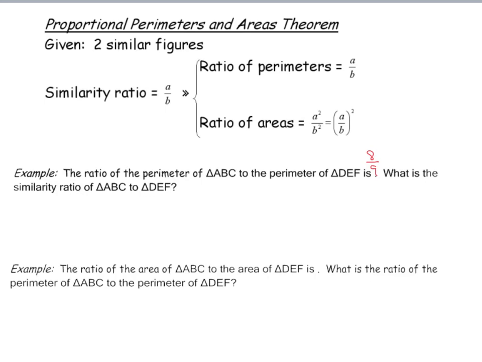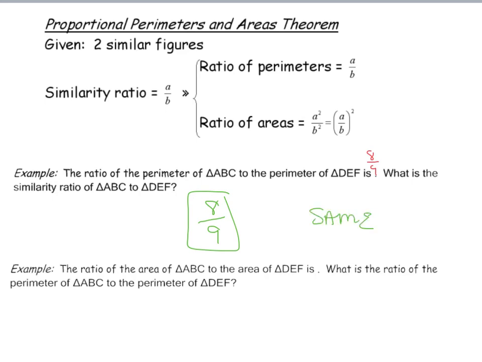What is the similarity ratio? Well, we know the perimeter ratio and the similarity ratio are exactly the same. So if the perimeter ratio is 8 over 9, the similarity ratio is 8 over 9. Done and done. You don't even have to draw out the triangles. They are the same.